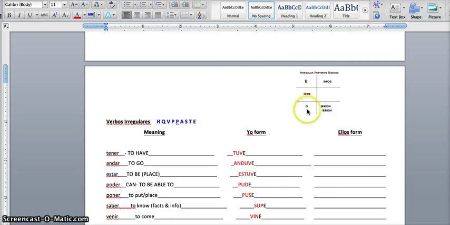So the top left and the bottom left are the regular AR verb chart, and this little arrow pointing left here, which is the top right, middle left, and bottom right, are the ER-IR verb chart. So maybe that'll help you remember how to do this verb chart.